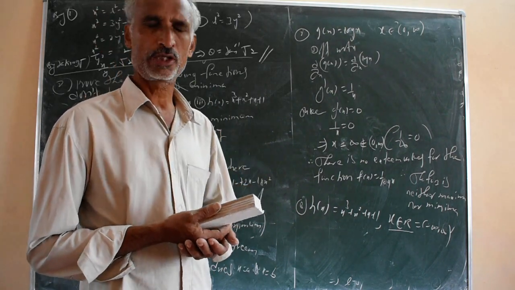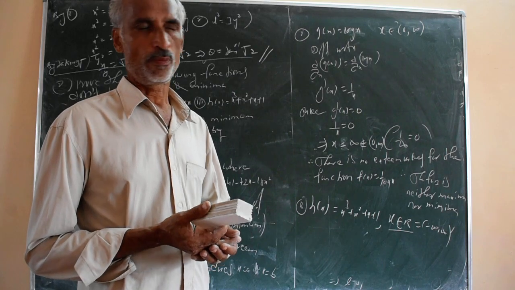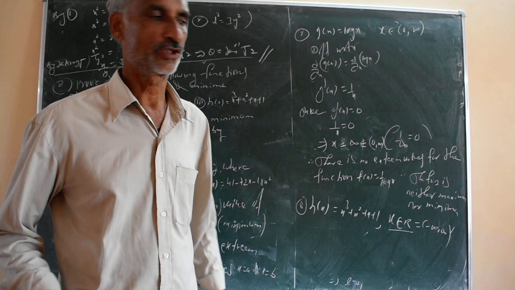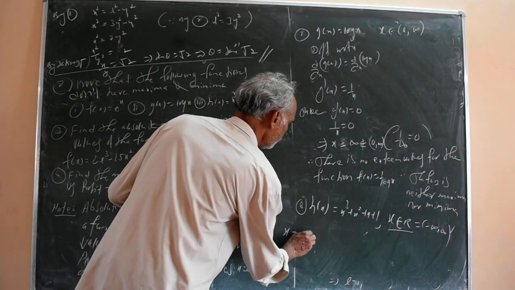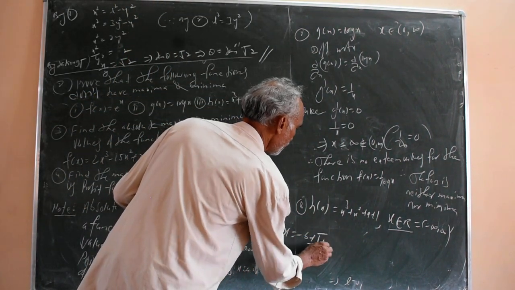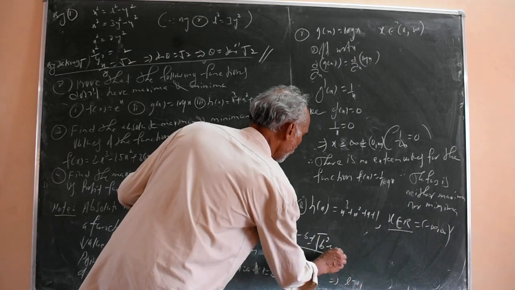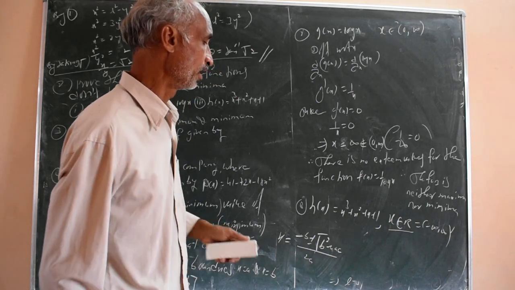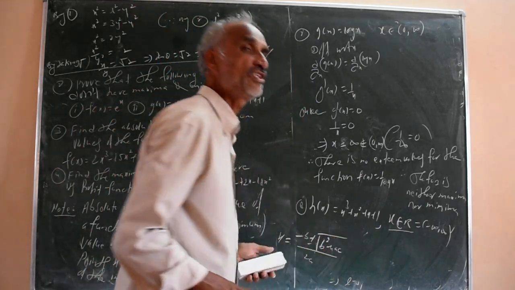Suppose it is not possible to get the x values by factorization. You use the formula x is equals to minus b plus or minus root of b square minus 4ac upon 2a. Just use it. Then you are getting the square root of a negative number, which is imaginary.